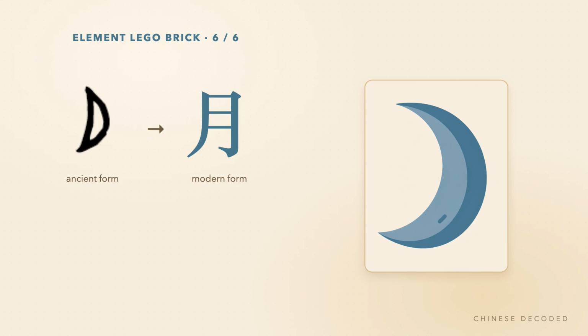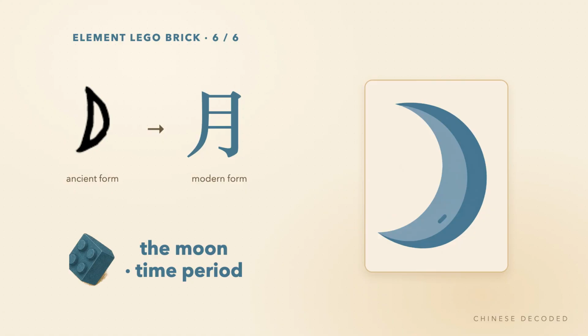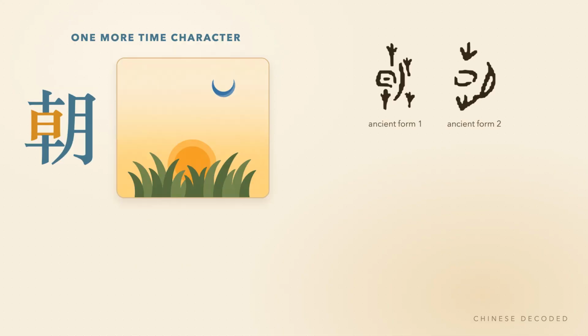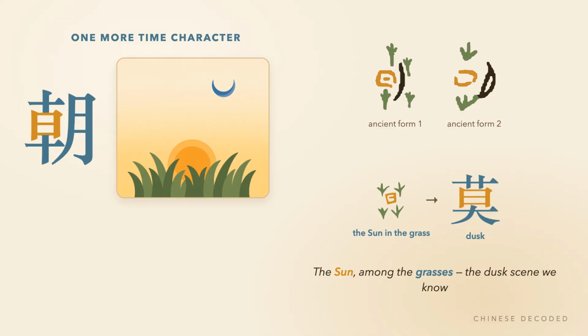A crescent, the moon. As a Lego brick, it stands for the moon and for time periods. The sun plus the moon, the two lights of the sky together, bright. One more time character. We have seen the left side of the picture. It is the sun in the grass, the dusk scene. So the sun in the grass scene is actually ambiguous and can mean either of the twilights, dusk, or dawn.